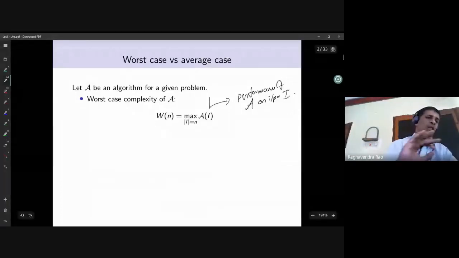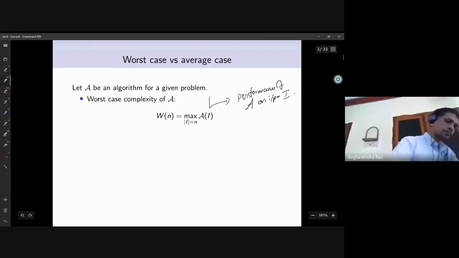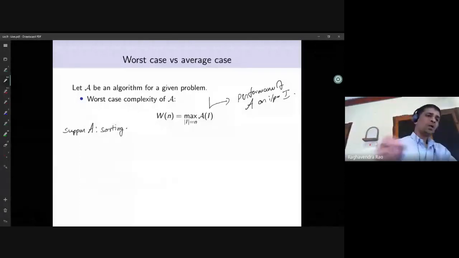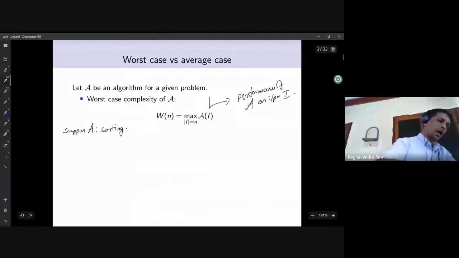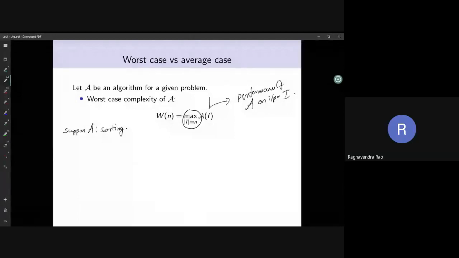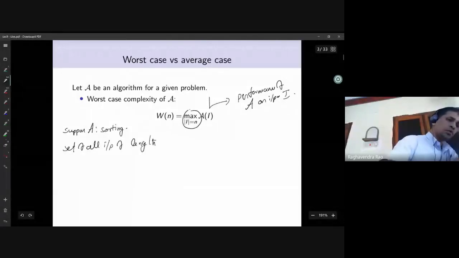Okay. So now let's just quickly look at what it is in the case of sorting algorithms. So suppose A is a sorting algorithm, sorting an array. Now what is this domain? When I say max over length of I is equal to n, if it is a comparison based algorithm, we say that the domain is not restricted. So the set of all inputs of length n is equal to the set of all arrays of length n.